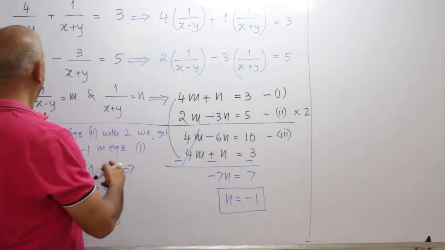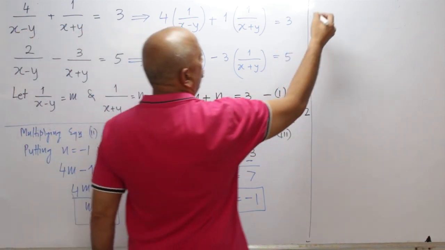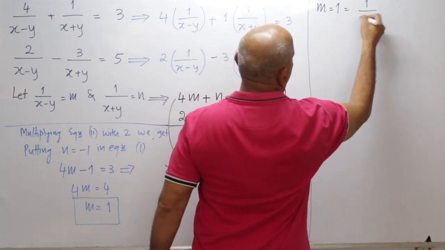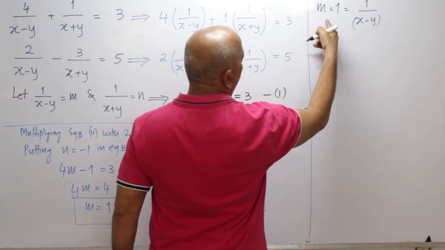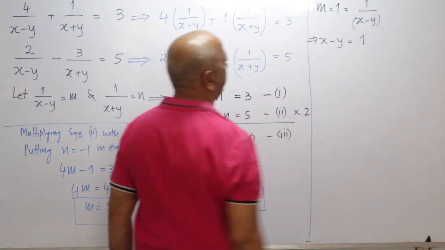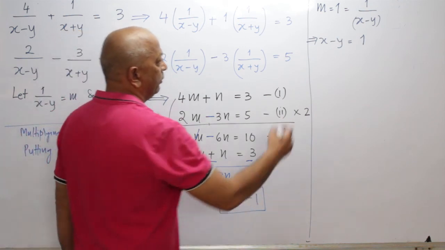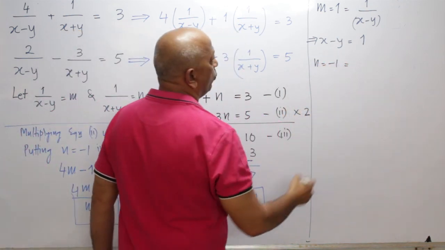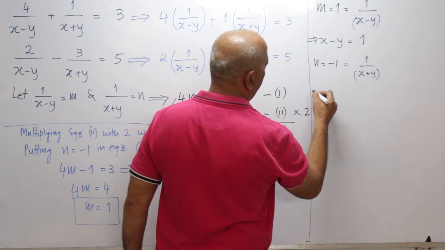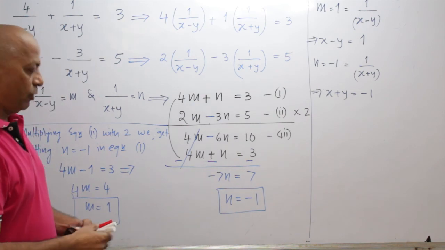What is m? m is equal to 1 upon x minus y. So m is equal to 1 is equal to 1 upon x minus y. I'll take it to this side, so we get x minus y is equal to 1. And n is equal to minus 1, which is equal to 1 upon x plus y. So I'll get x plus y is equal to minus 1.